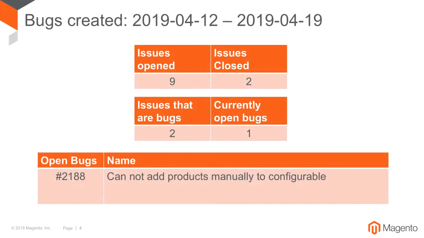In terms of bugs in the last week then, we had 9 issues open, 2 of which are closed. So only 2 of those opened issues in the last week were bugs. 1 was closed, 1 remains open, and that's 2188, which I believe is being worked on currently, but hasn't had a fix merged yet. So we're not sitting on a ton of open bugs right now, which is great.